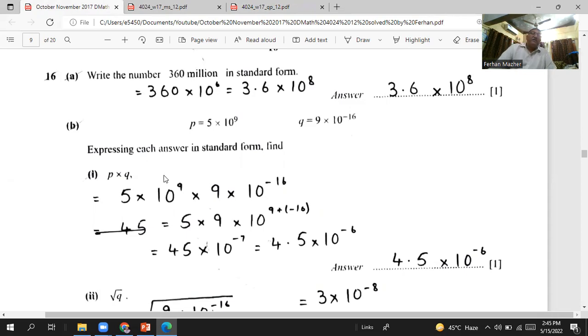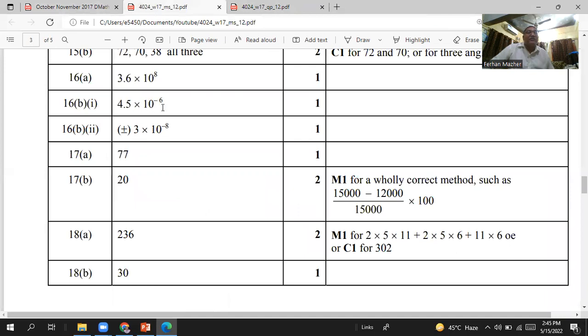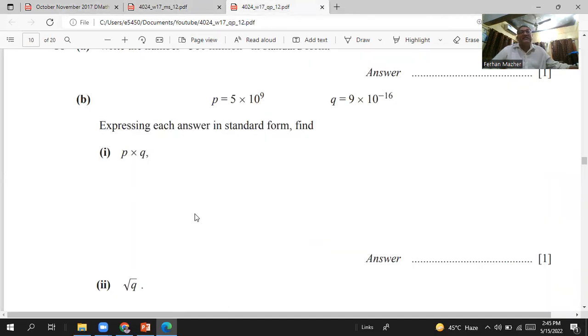And this is still not the standard form because it is 45. It should be more than 1 and less than 10. So I will bring this decimal 1 step to the left, so 1 power will be added here. So you will have 4.5 times 10 to the minus 6. So 4.5 times 10 to the minus 6 is our answer, and that is the right answer, sir.